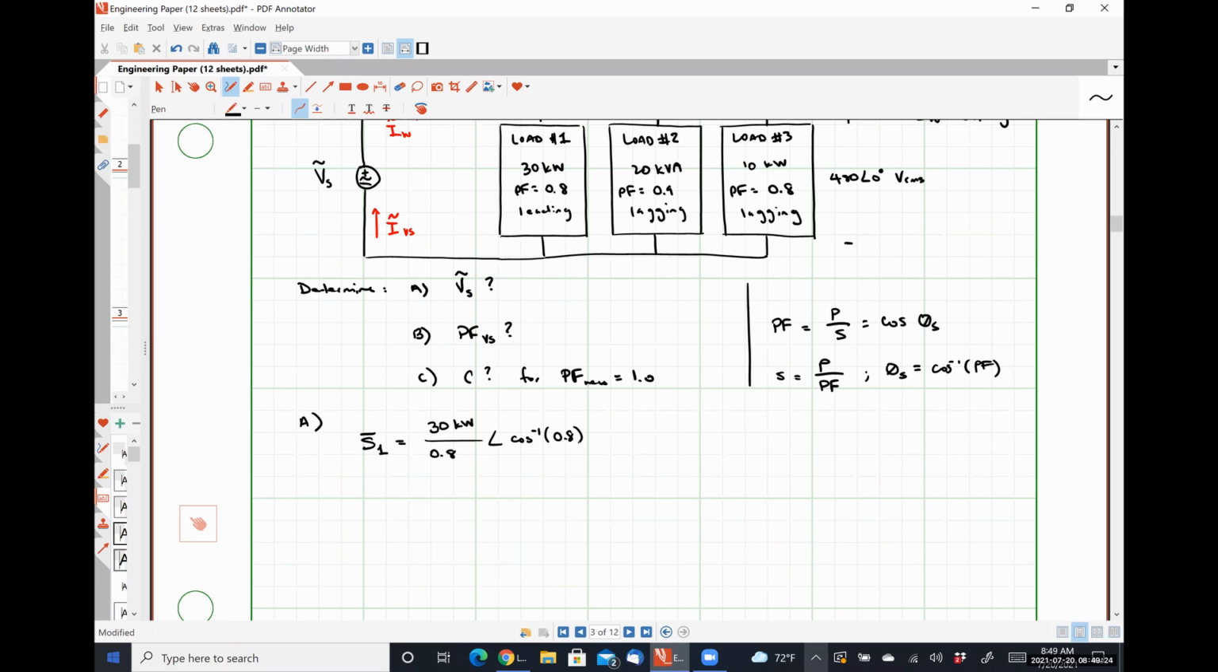So before we do this calculation here, I want to point something out. The fact that we have leading and lagging is important here, all right? So whenever we have a leading power factor, we know that our angle should be negative. But when we do the inverse cosine of any of these numbers, we are going to get a positive angle. So specifically, when we have a leading power factor, we need to force the angle to be negative by including a negative sign there. So 30 over 0.8.